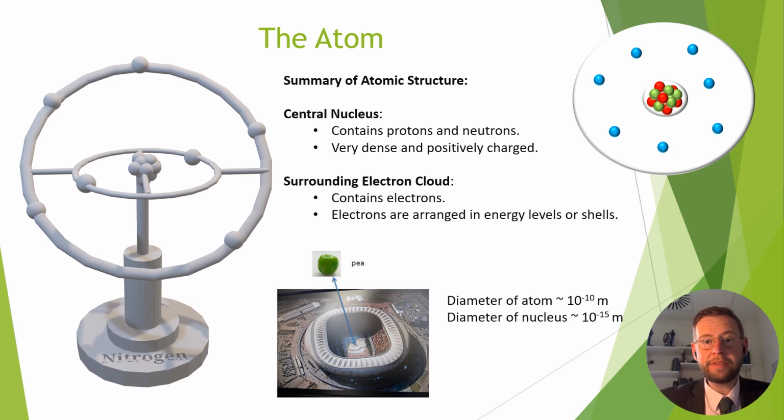One element to another will have a different number of protons, and the number of neutrons may change also. Characteristically, the nucleus is very dense and the whole thing carries a positive charge. Around the outside, there are the electrons that exist in various different energy levels or shells. Now, the nucleus is 10,000 times smaller than the atom itself. It means that really if an atom was the size of a large football stadium, the nucleus would be no larger than a pea.